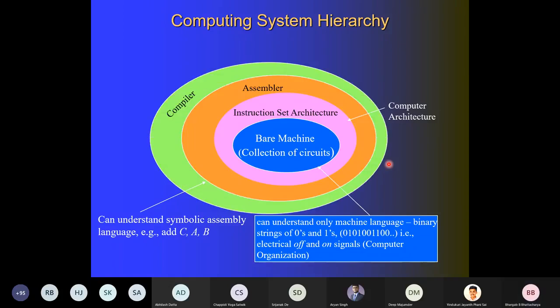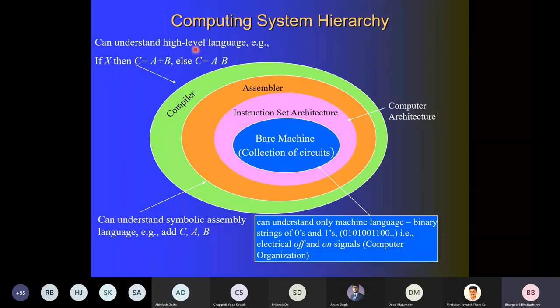Okay. So what does the compiler do? You don't want to write languages like add C, A, and B. You want to write instructions in a high-level language. For example, if X, then C equal to A plus B, else C equal to A minus B. So you have defined certain variables. You have some high-level language constructs like if then else. That way you can write a program in an easy way, right?